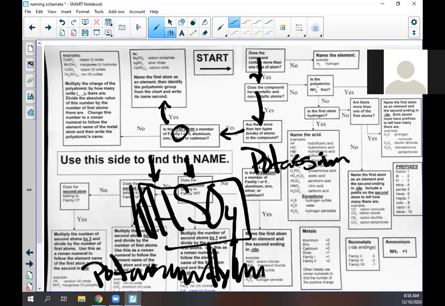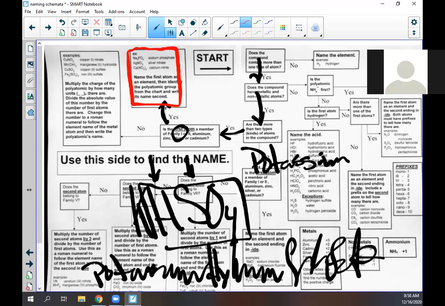This one doesn't have Roman numerals. See, no Roman numerals. It says potassium hydrogen sulfate. And then, absolutely, this box does not require a Roman numeral. This box does, but not this one.